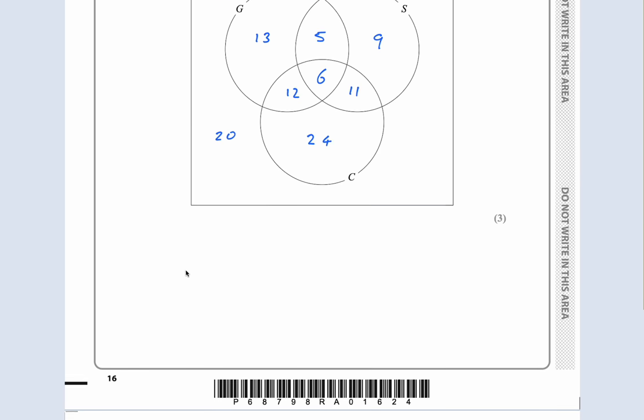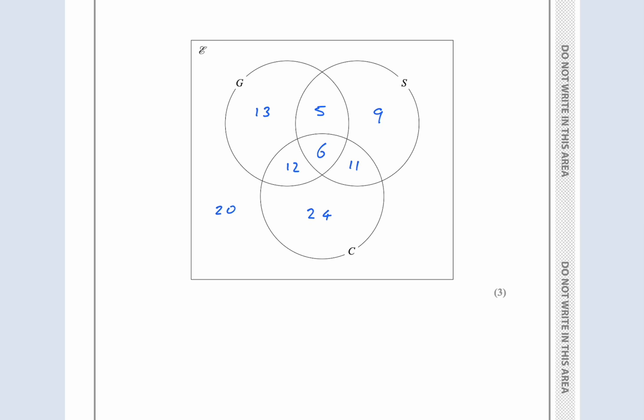The number in G union S complement, so that's not G union S. So, okay, I'm going to do G union S. That includes this, this, this, this, this, and this. This is G union S, but it's not that. So instead of these numbers, it has to be the other numbers. So it's 24 and 20, which is 44. It's just this one and this one. So it's 44.